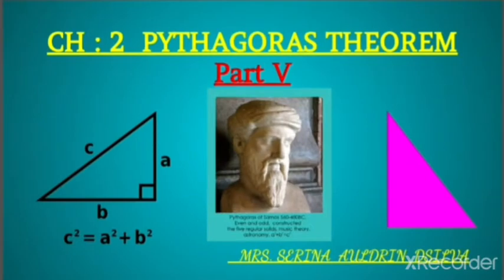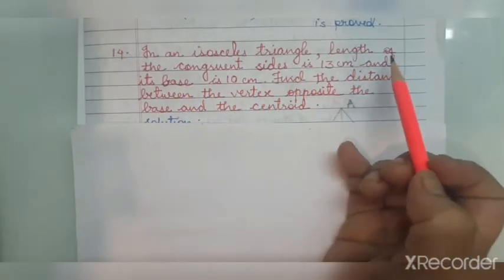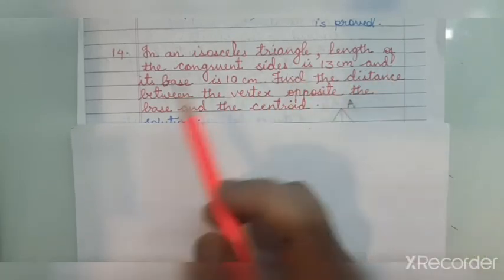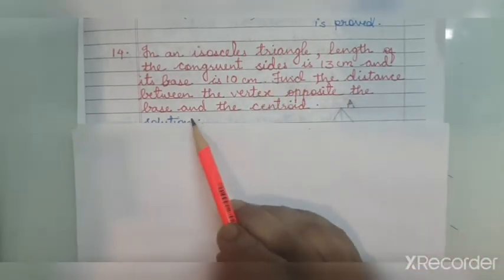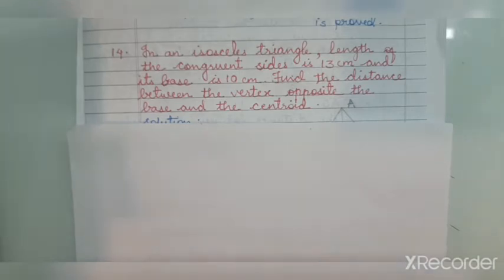Chapter 2, Pythagoras Theorem, Part 5, Problem Set 2. Sum number 14. In an isosceles triangle, the length of the congruent sides is 13 cm and its base is 10 cm. Find the distance between the vertex opposite to the base and the centroid.